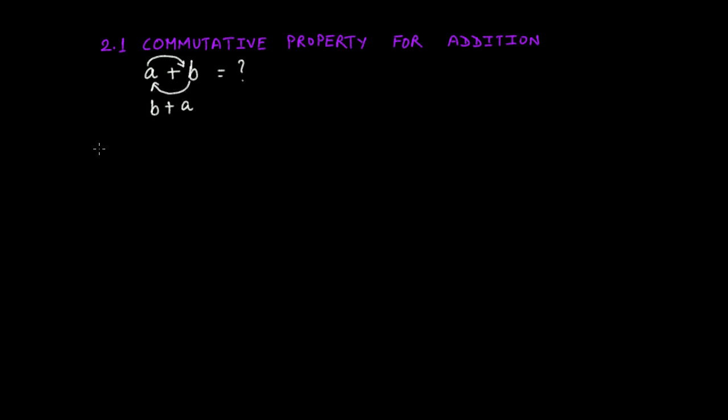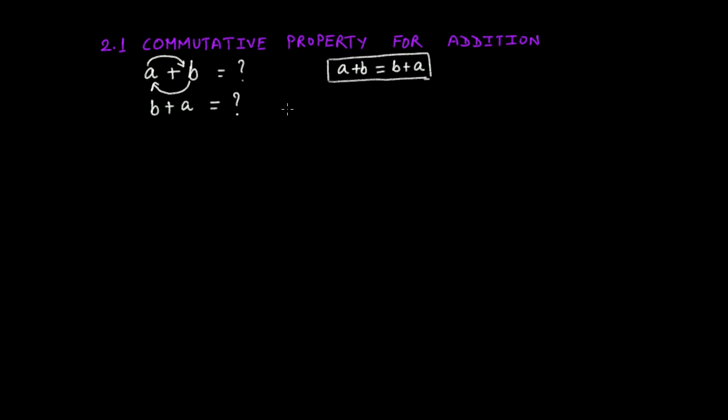So if you do b plus a and whatever answer you get, suppose here you got some number or integer. If these two values are equal, that is if a plus b is equal to b plus a, if this condition is satisfied, then we'll say that the addition of integers is commutative. It follows the commutative property.